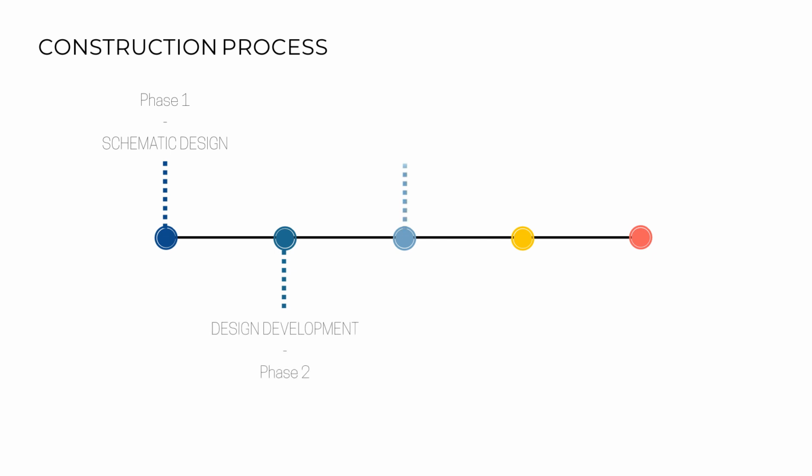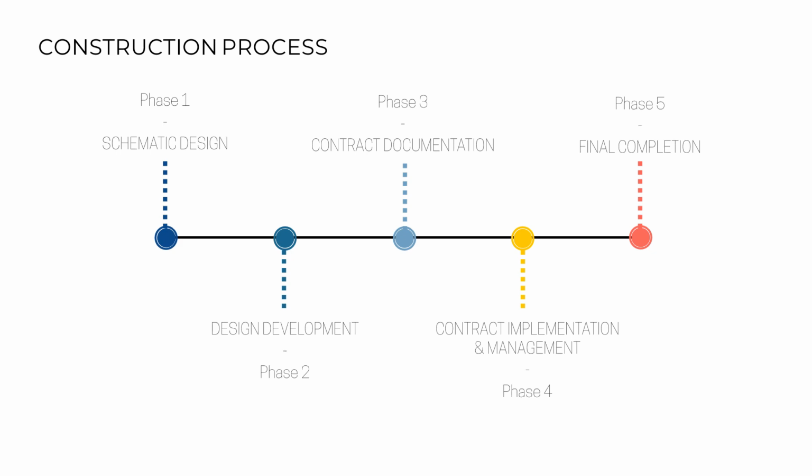In the construction process, there are a total of 5 phases, which are schematic design, design development, contract documentation, contract implementation and management, and finally, final completion.